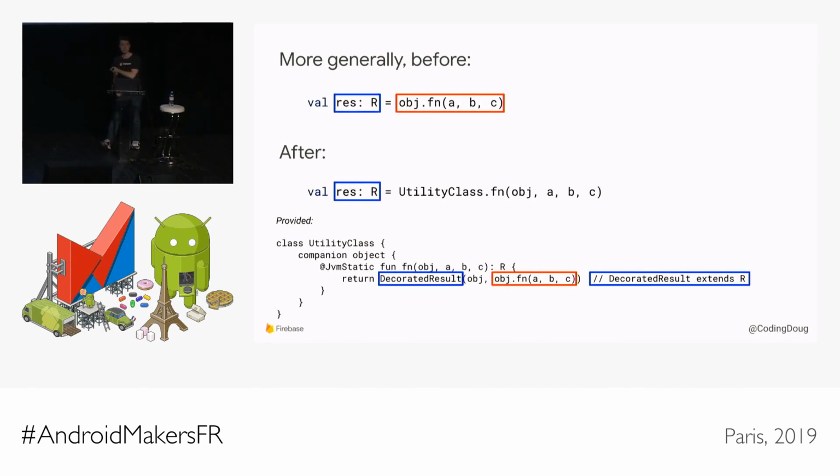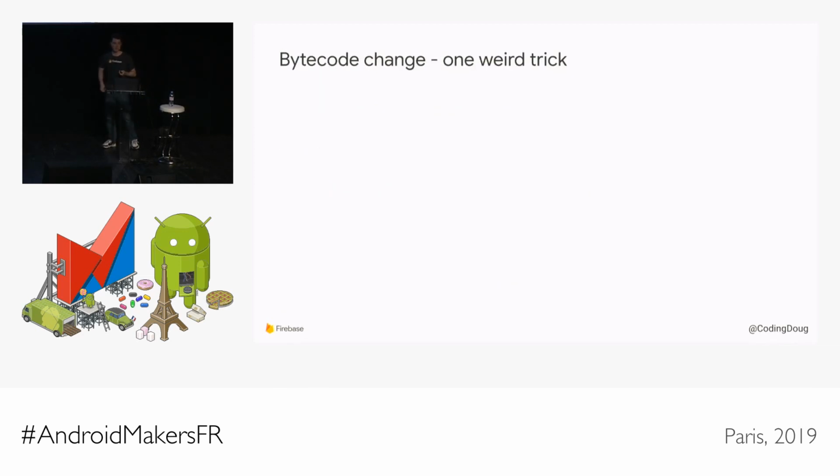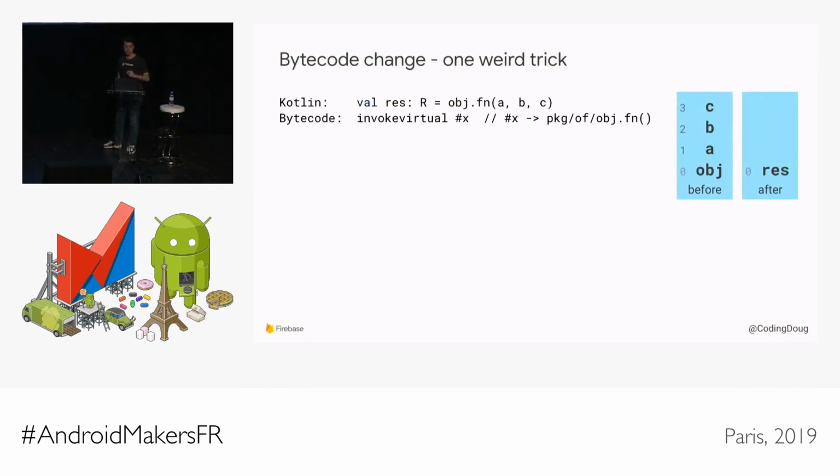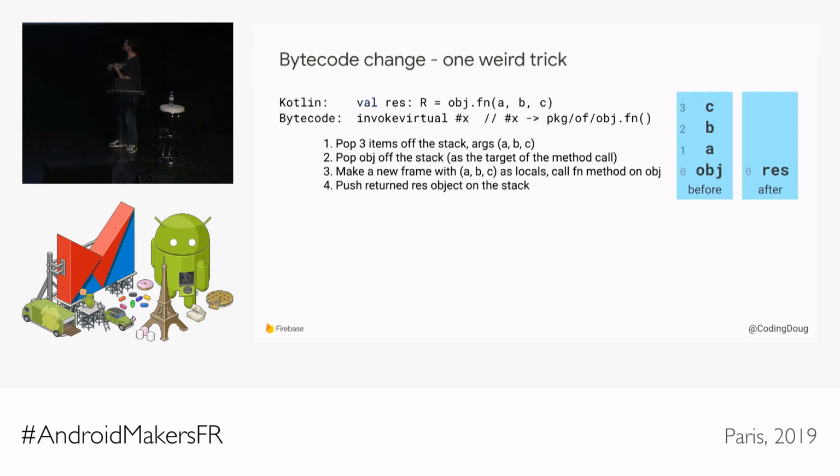Now, there's one weird trick to make this happen. All we have to do is look and see what that invoke virtual does. So that invoke virtual, and I'm going to use JVM terminology, what it's doing is it's popping 3 items off the stack. So this is before what the operand stack looks like. This is after what the operand stack looks like. So what invoke virtual is doing is it's popping off A, B, and C. Then it's popping off the object. Then it's making a new stack frame with A, B, and C as locals, and it's calling the method. Then when that happens, the result is pushed back on the stack.